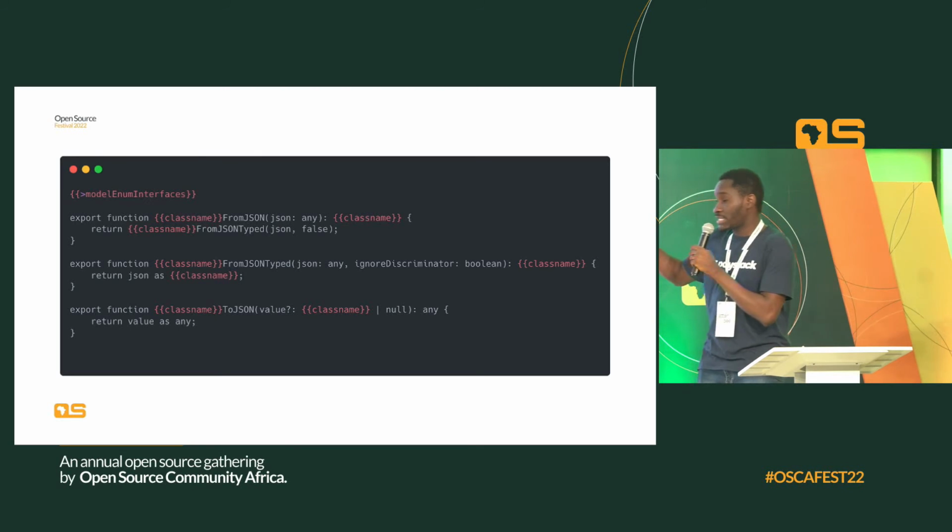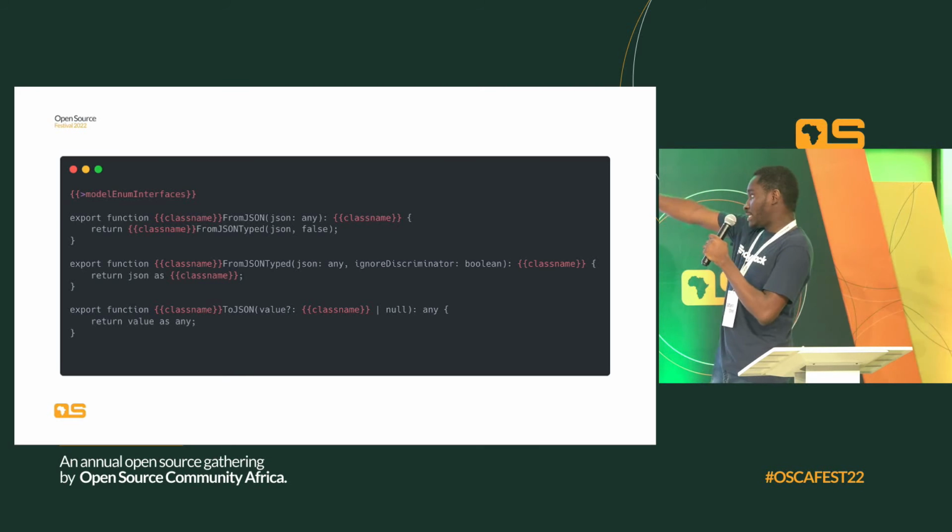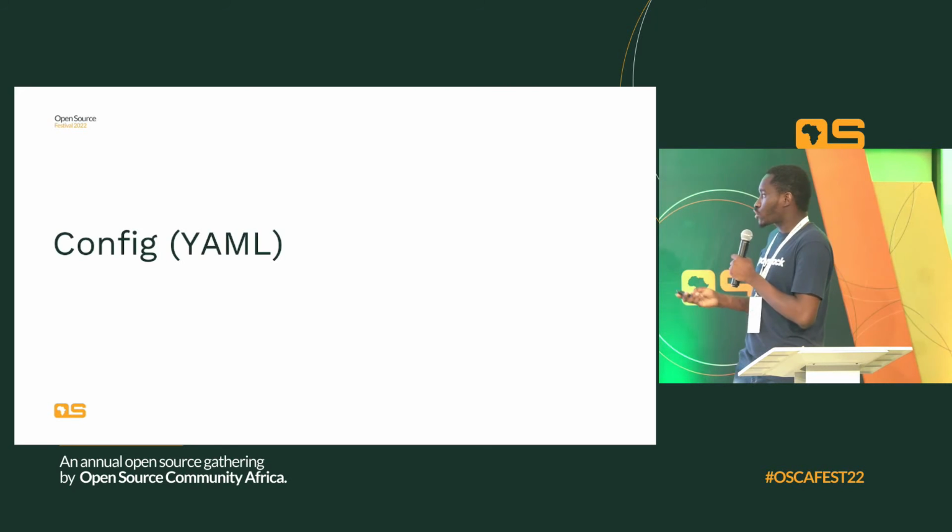So basically, for all the responses you are going to have on your API, this is all you need. Just these three lines, just three functions, and it's going to add it across the board for you. So with this, the next thing is, what does config look like?